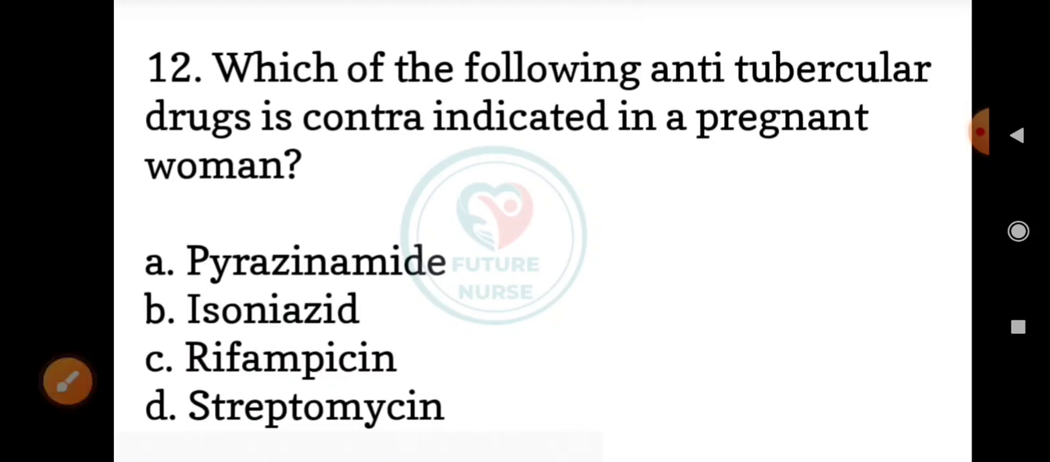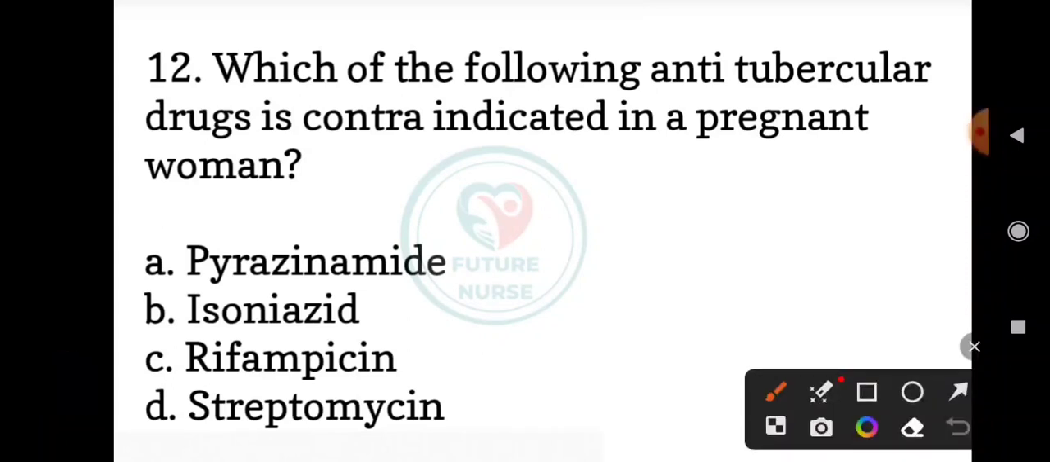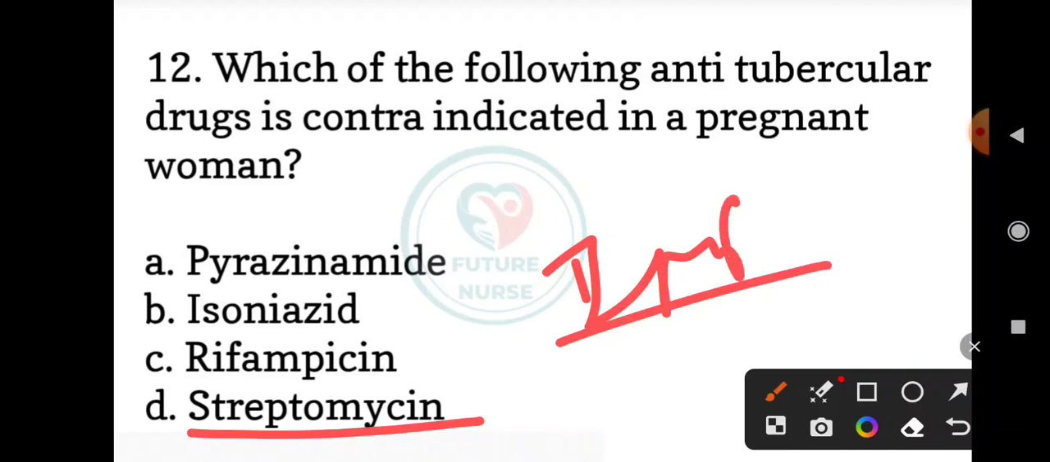Which of the following anti-tubercular drugs is contraindicated in a pregnant woman? So those who are pregnant ladies, which TB drug is contraindicated? So the options are pyrazinamide, isoniazid, rifampicin, streptomycin. So the main drug which is contraindicated for a pregnant woman is streptomycin. Please remember that, it is important.